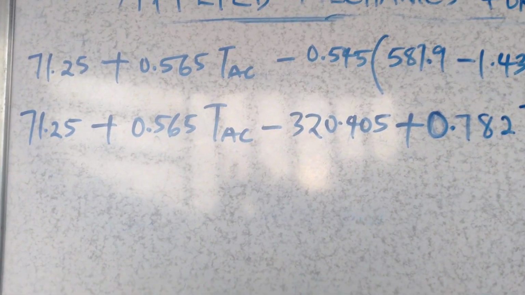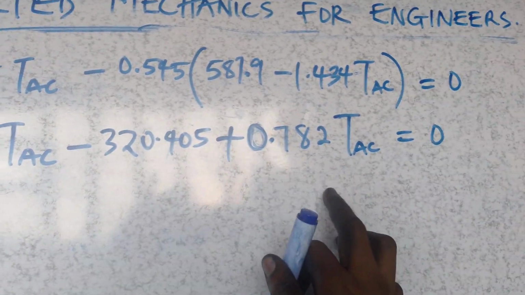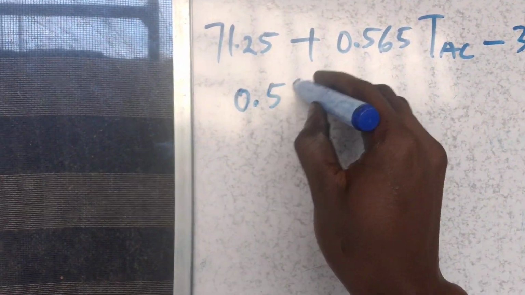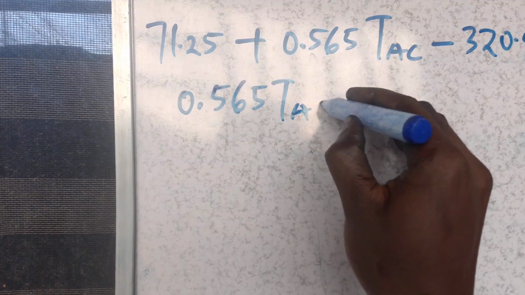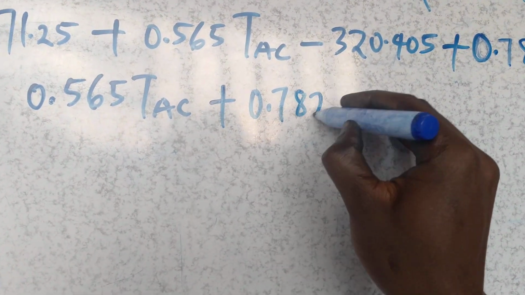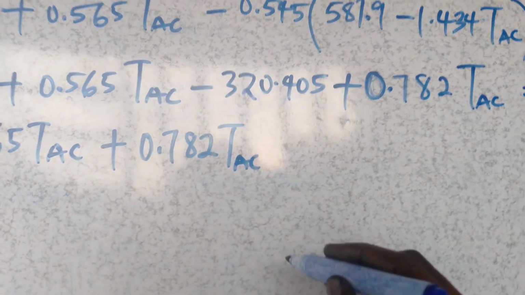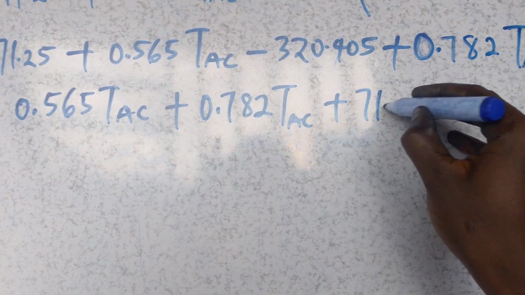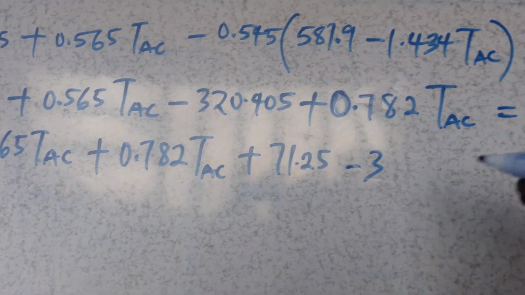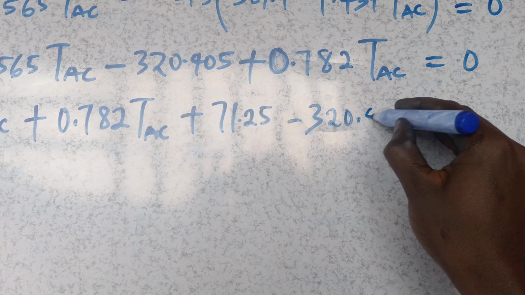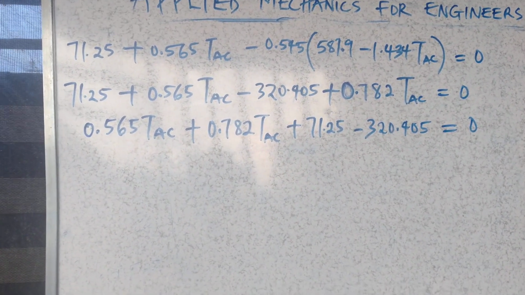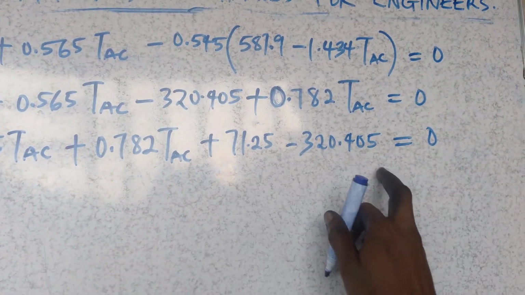Okay, so I'll take the TACs to one side and the other one to the other. So I have 0.565 TAC plus 0.782 TAC plus 71.25 minus 320.405 is equivalent to 0. Okay, so add these two, and then tackle this other one.